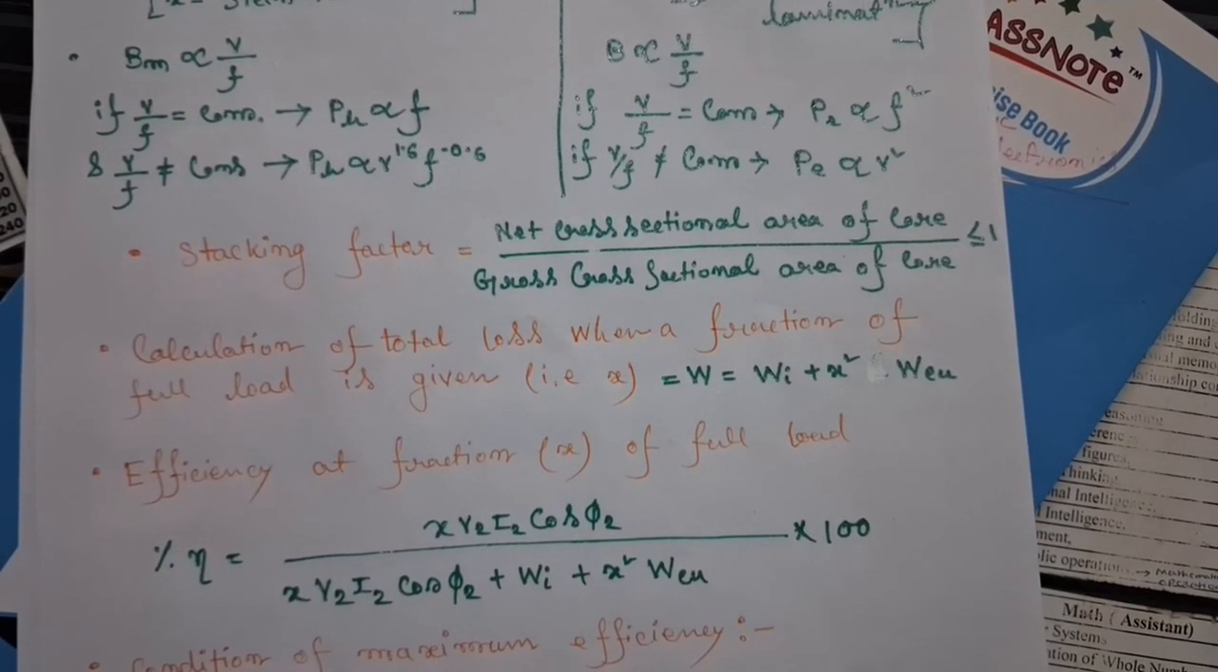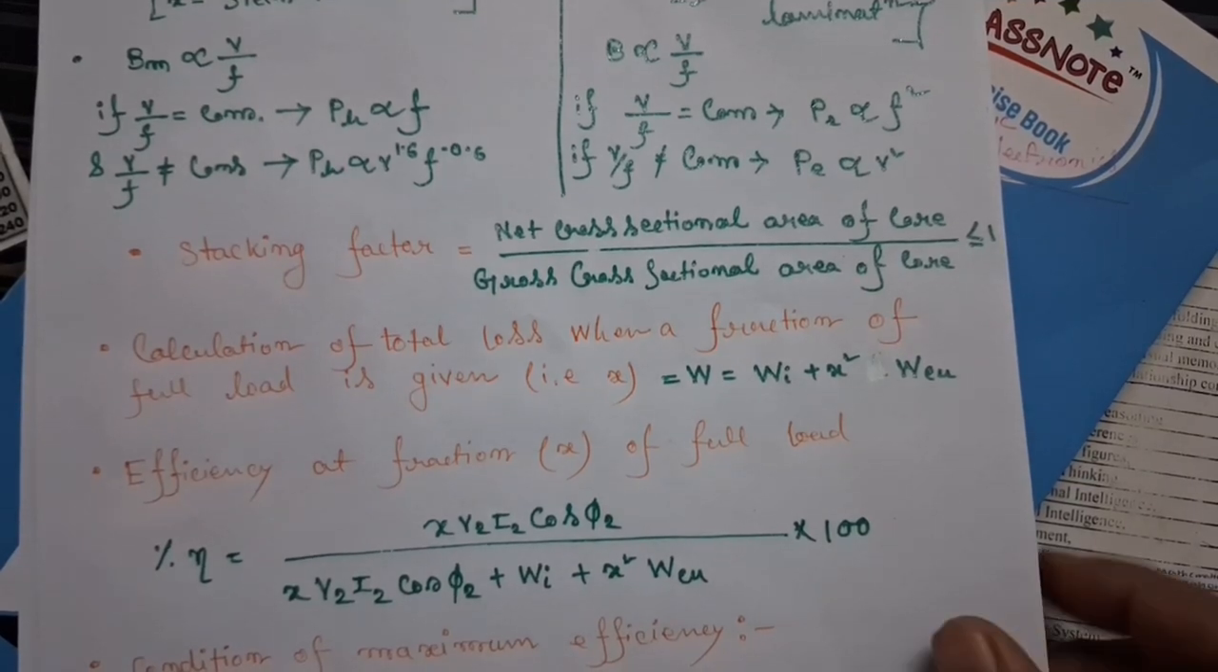Then you have to remember efficiency at a fraction of full load. Percentage efficiency equal to x into V2 I2 cos phi 2 divided by x into V2 I2 cos phi 2 plus Wi plus x square into WCU, into 100. Here cos phi 2 is the secondary power factor and Wi is iron loss and WCU is copper loss and x is the fraction and V2 is the secondary voltage and I2 is the secondary current.